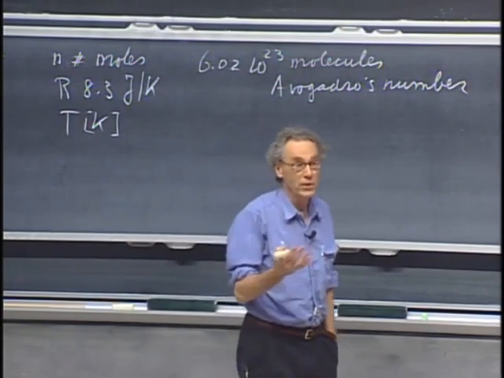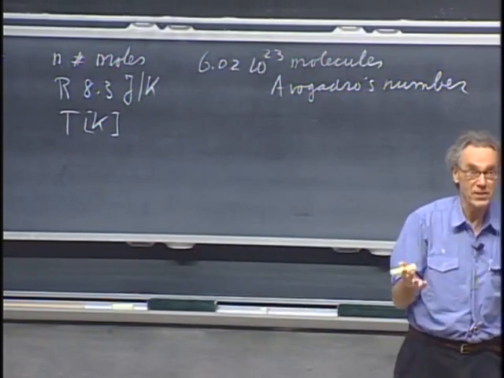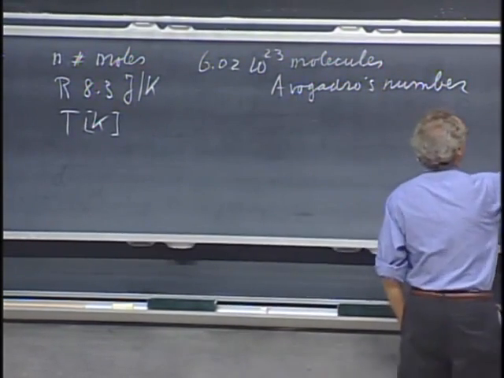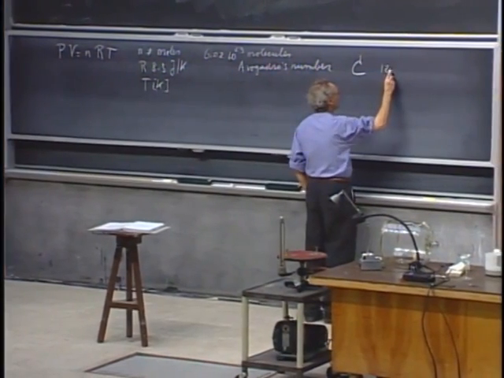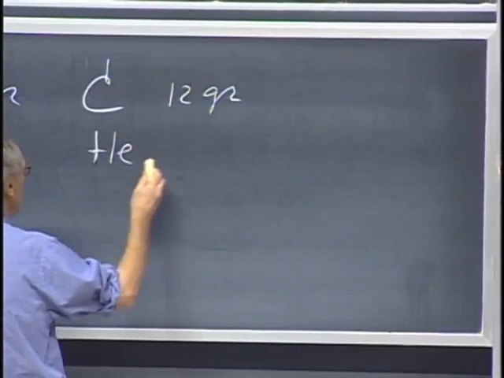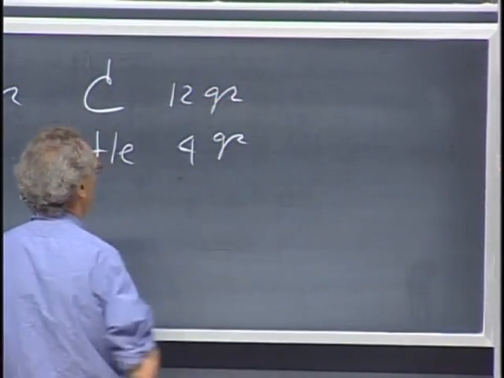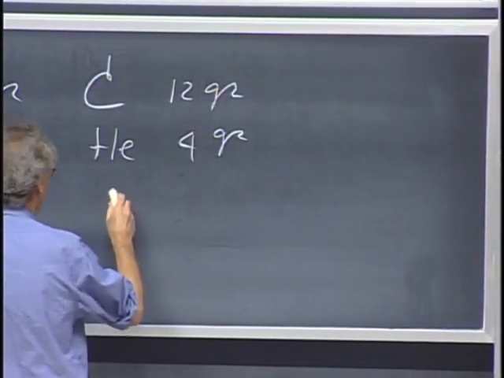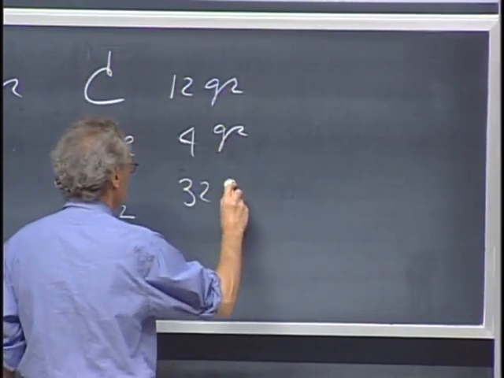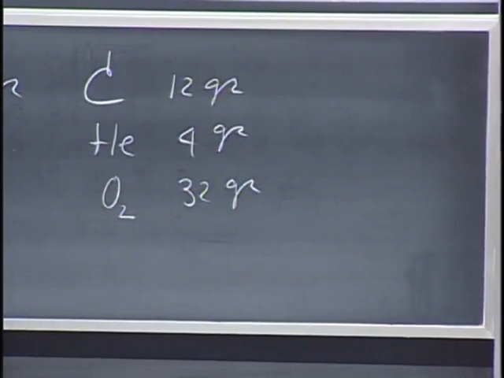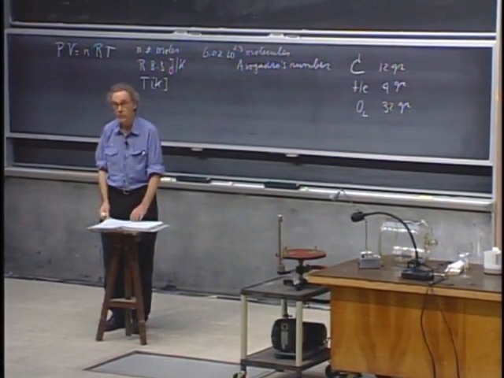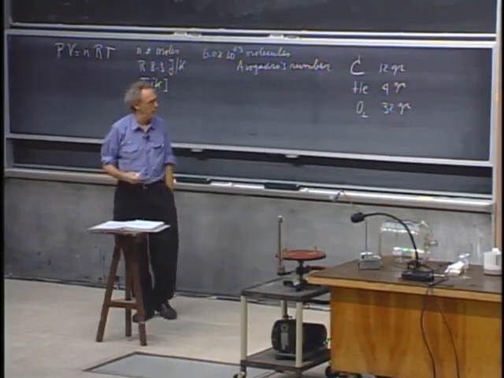Now, each of these substances has very different masses. If I take, for instance, carbon, then 1 mole of carbon would weigh very close to 12 grams. If I take helium, 1 mole of helium would weigh very close to 4 grams. And if I took oxygen, O2, then 1 mole would be very close to 32 grams. So the masses are very different in a mole, but not the number of molecules or the number of atoms.